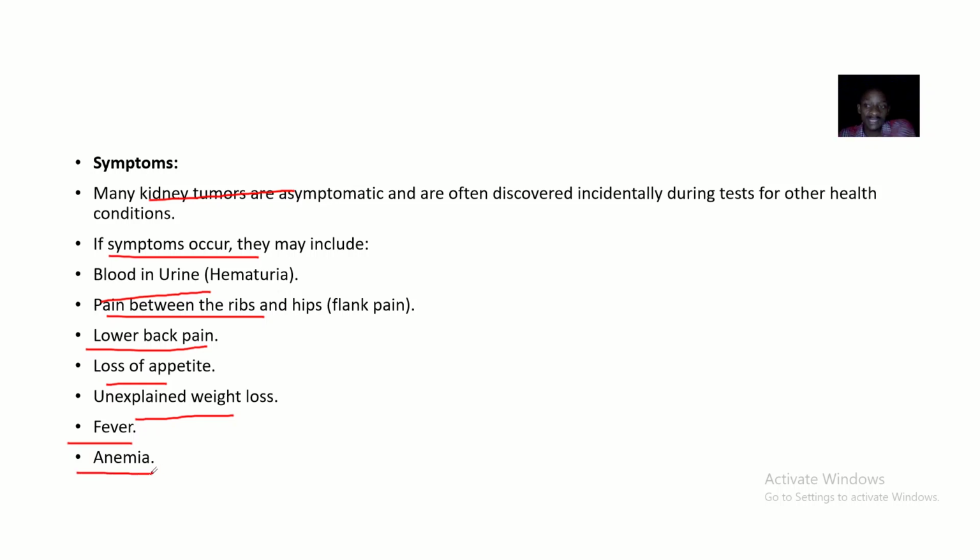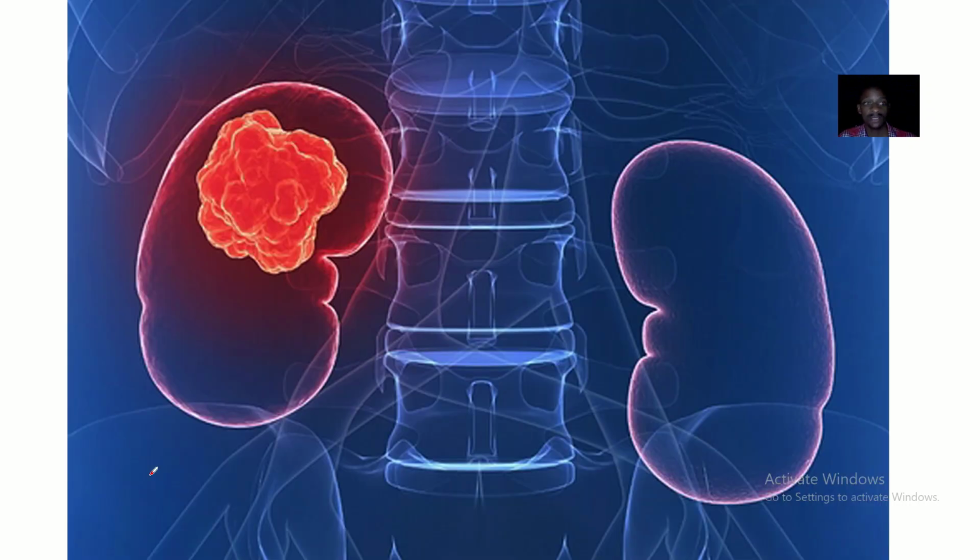Now, why is there anemia? There's anemia because erythropoietin is produced in the peritubular cells of the kidney. So now, if the cells of the kidney are being affected, then erythropoietin, which is meant to trigger the process of erythropoiesis, is being affected. So you can see this is a normal kidney, and this is a kidney with a tumor.